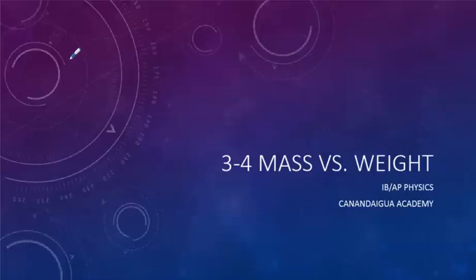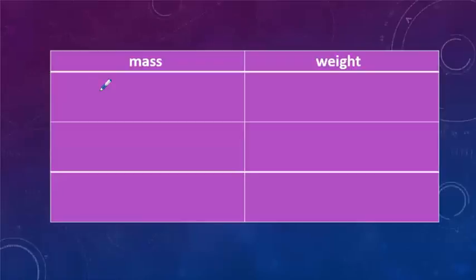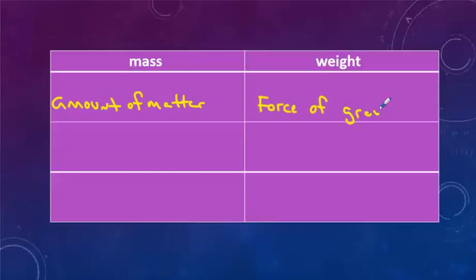Okay, so today we're going to be talking about the differences between mass and weight. So let's just jump right into it and define the two. Mass is defined as the amount of matter, whereas weight is defined as a force of gravity. Mass is measured in kilograms, whereas weight is measured in the unit newtons, okay, which we give the symbol capital N.